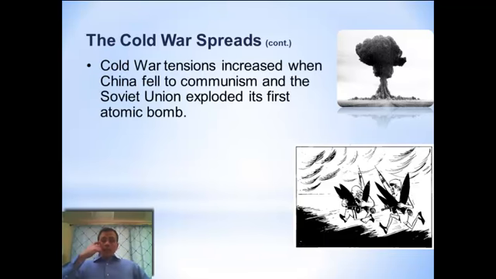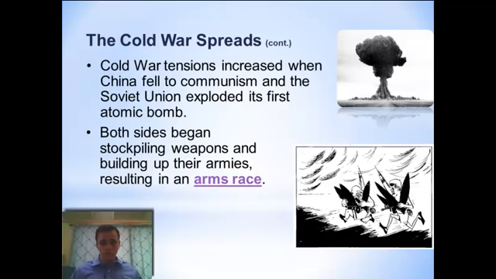Okay, first, when China fell to communism under Mao Zedong, they became a huge power. And it also spooked a lot of people in the West saying, look, communism is spreading. On top of that, the Soviet Union exploded its first atomic bomb. So now they have nuclear weapons. And this is what started what we know of today as the arms race. Both sides began stockpiling as many weapons as they possibly could. That silly cartoon on the right portrays that.